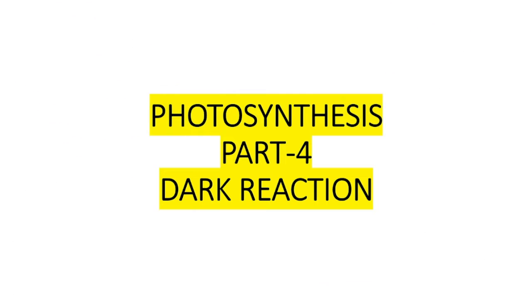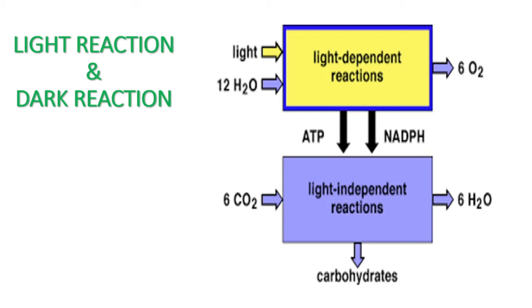Hello, we have come to part 4 of photosynthesis, that is dark reaction. Let us revise what we have learnt in light reaction and what we are going to learn in dark reaction. So again the same diagram, light dependent reaction, light independent reaction, that is dark reaction. The light independent reactions are called the dark reaction, and these are the light dependent reactions.